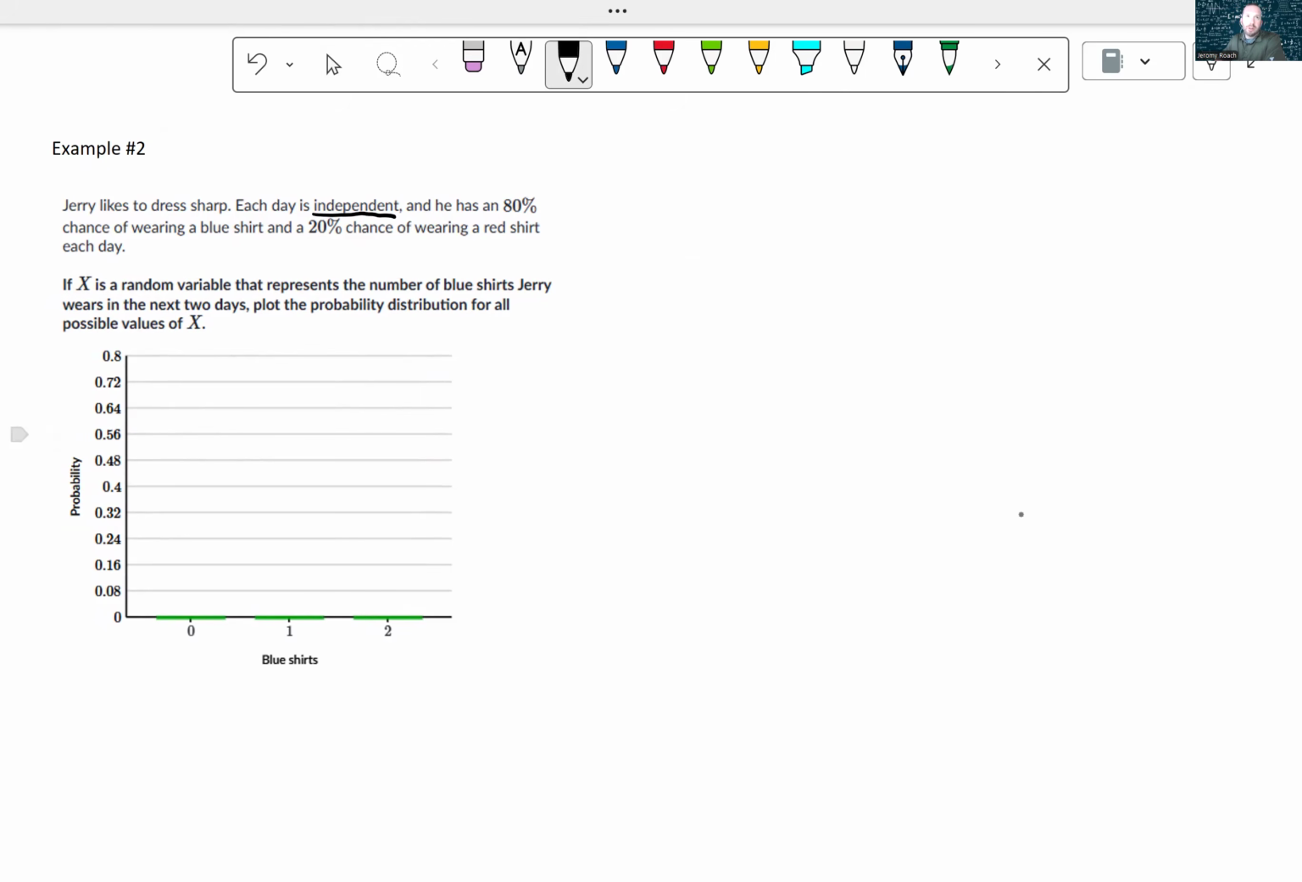X is a random variable that represents the number of blue shirts that Jerry wears in the next 2 days. Plot the probability for all possible values of X. So we want to know the probability that he wears 0 blue shirts, 1 blue shirt, and 2 blue shirts over the next 2 days. So we can start by making a table of this. We can say this is day 1 and this is day 2. And we're going to list all the possibilities.